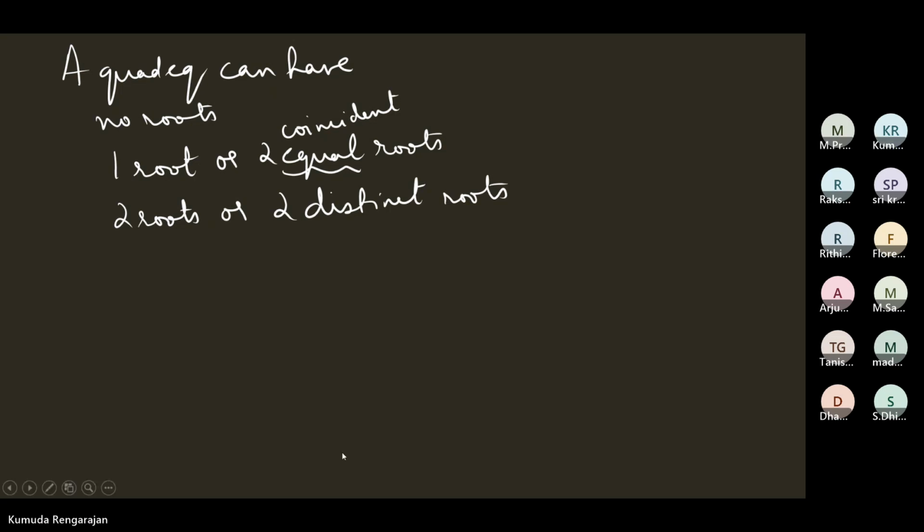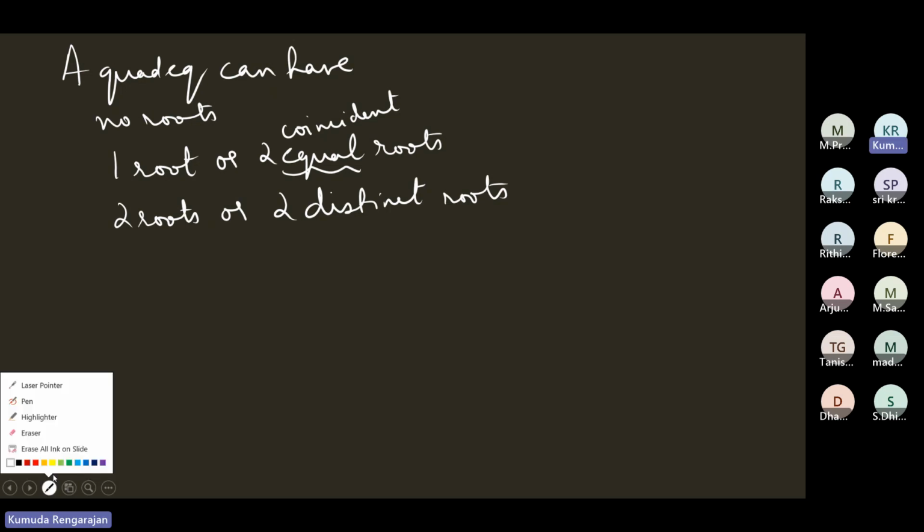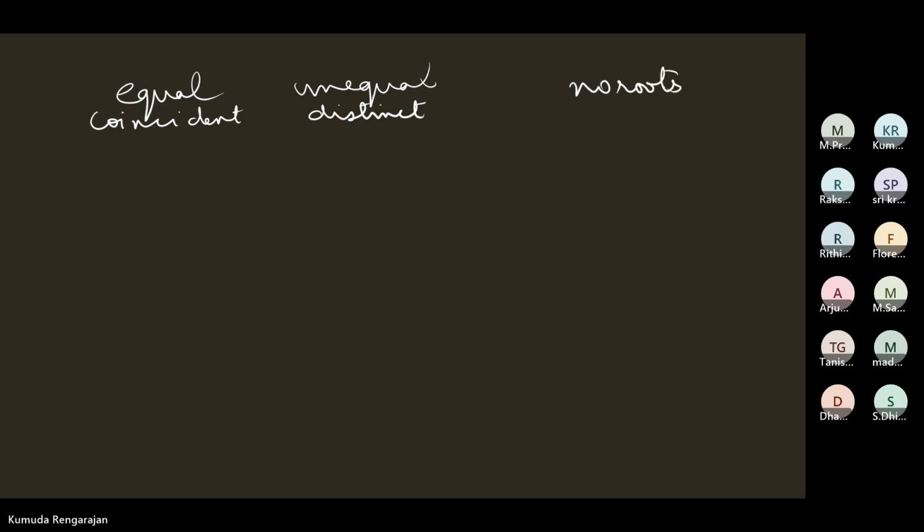Yes, children. So you need to remember these terms. Equal, unequal. Equal also means coincident. Unequal also means distinct. No roots at all. Equal roots, unequal roots. Equal roots are also called coincident roots. Unequal roots also called distinct roots.